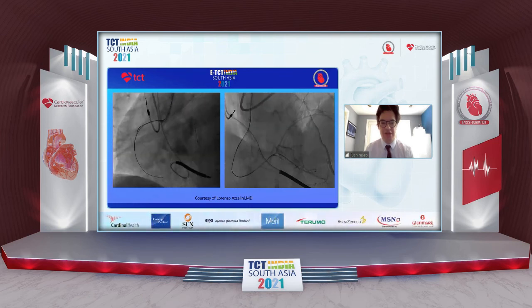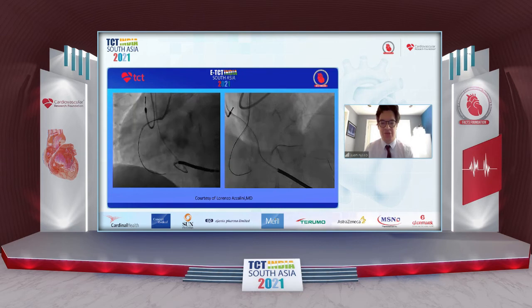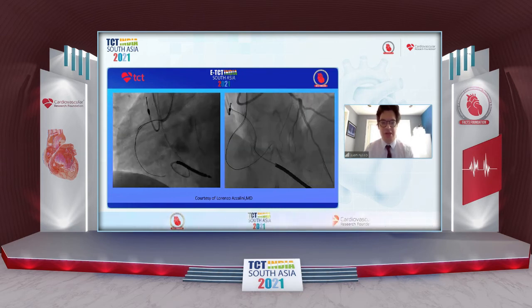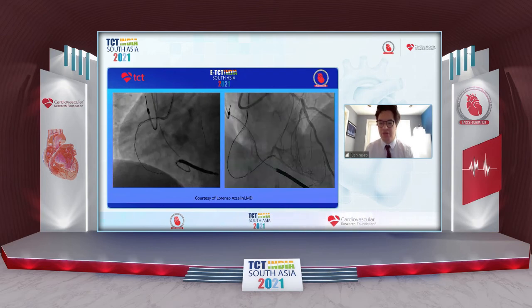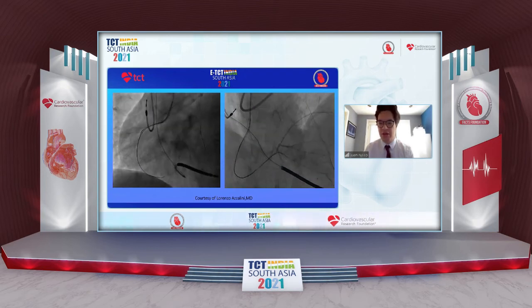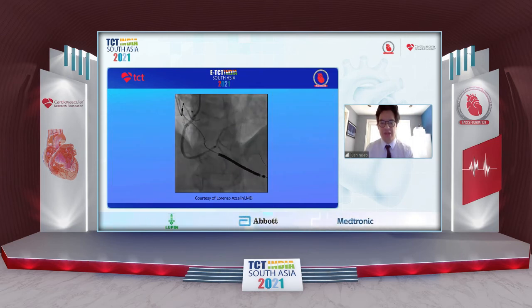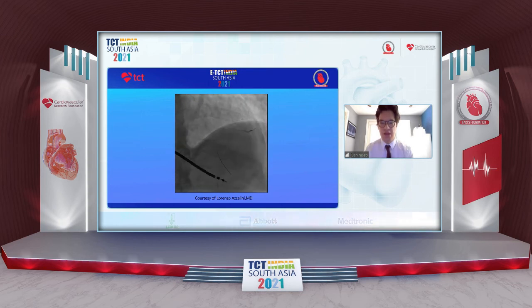And then on the cine on the left, you see that now that the fenestrations are created, they're able to deliver a polymer jacketed wire, which in this case is a Pilot 200. And they're able to get into the true lumen of the distal vessel as shown on the cine on the right. And after that, to complete the procedure successfully.